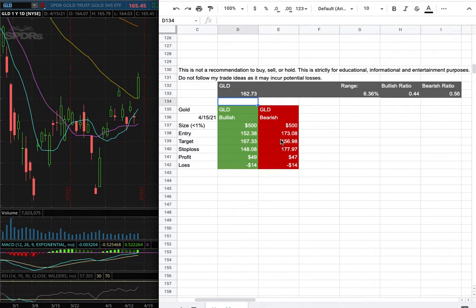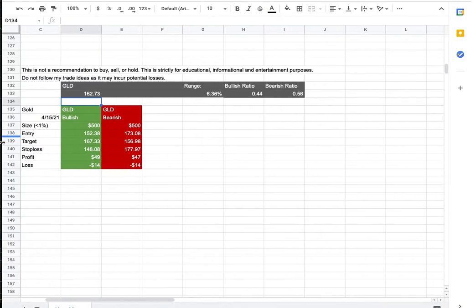On the other hand, if I were to open a short position, my entry is at $173.08, and my sell target is at $156.98. My stop loss is at $177.97. So whichever entry price were to hit first, that will be my position of the week.